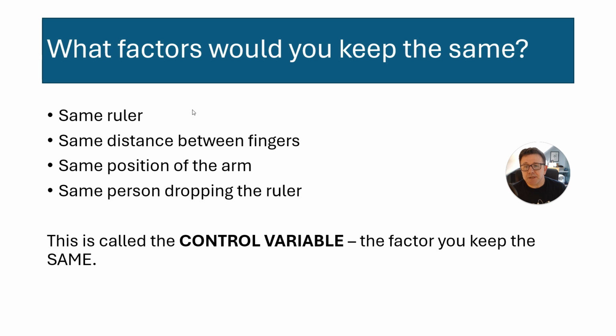Control variables: you'd use the same ruler, the same distance between the hand and the ruler. Can you see that? Yeah. So you keep the same distance. You don't touch the hand with the ruler. Use the same person dropping the ruler, and the same position of the arm as well. So these are the factors you would keep the same. You could even say not having any stimulants before, not drinking any tea or coffee for 24 hours, things like that.